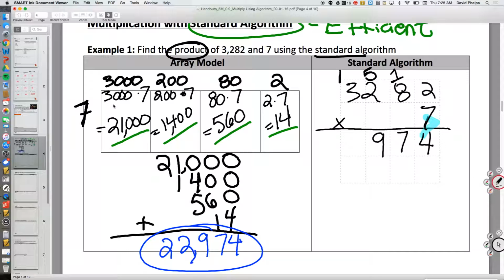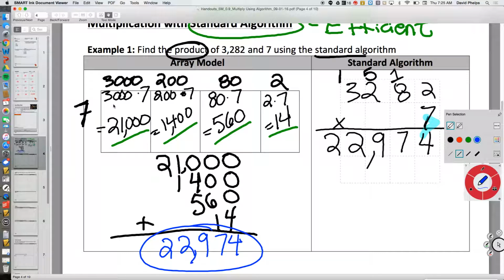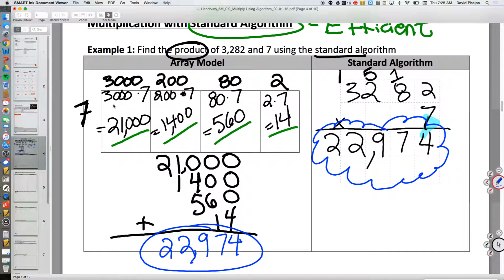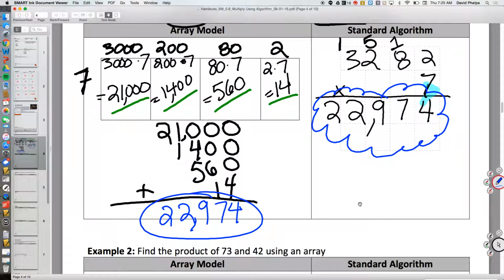7 times 3, that's 21, plus the 1 we just regrouped gives us 22. And since we're done with all of our digits, we'll just write 22 at the bottom. Put your comma. I'm going to box it in blue. Actually, bubbly thing. Yes, bubbly thing. Love those. And we can check our final answer, 22,974.